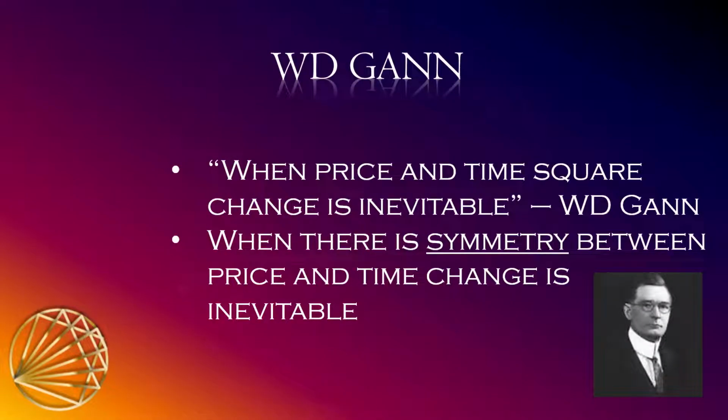W.D. GANN said, when price and time square, change is inevitable. That's true. When time and price come together and they display symmetry, change is inevitable. So rather than saying when time and price square, what we really should say is when there is symmetry between price and time, change is inevitable. So the symmetry between price and time, the best way that that can be reflected on a price chart is through the use of diagonal market geometry. DMG shows us the hidden symmetry in the markets, and that gives us an edge.